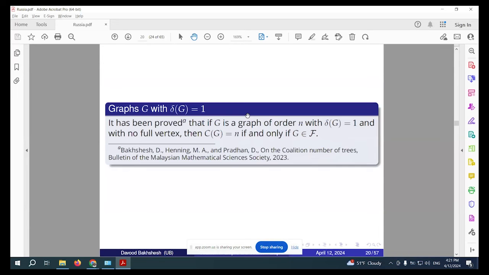Okay, according to this construction, it has been proved that if G is a graph of order n with delta(G) equal to 1 and with no full vertex, then C(G) is equal to n if and only if G is in F.